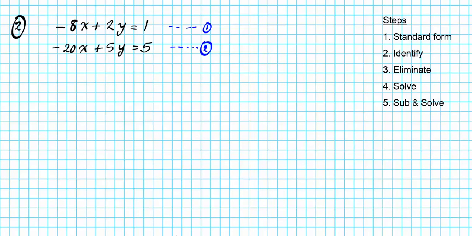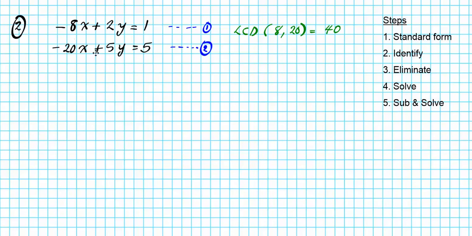Let me show you the LCDs. So let's find the LCD of the x's. I'm looking at these coefficients right here. So find the LCD of 8 and 20. Forget about the sign for now. The smallest number that 8 and 20 go into is 40.